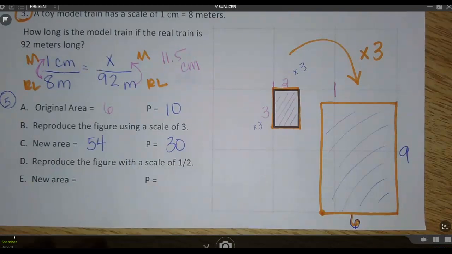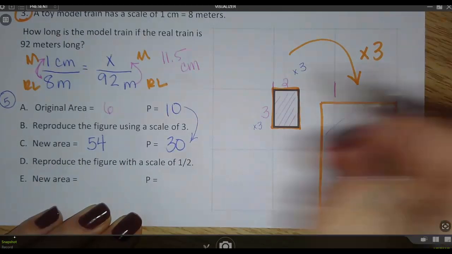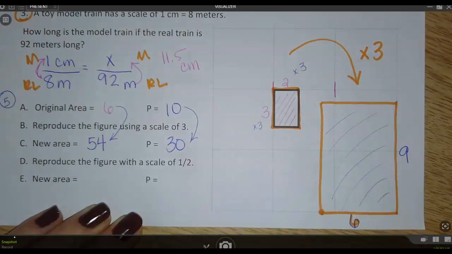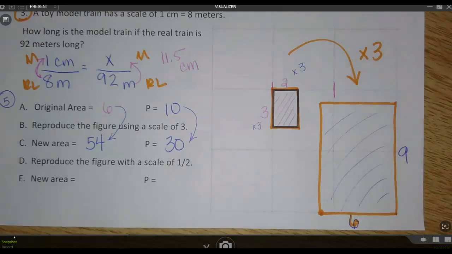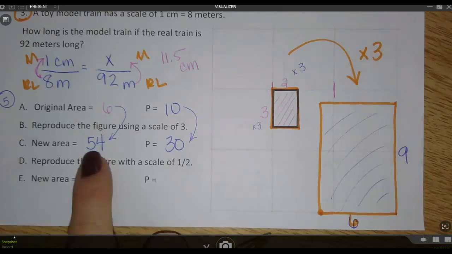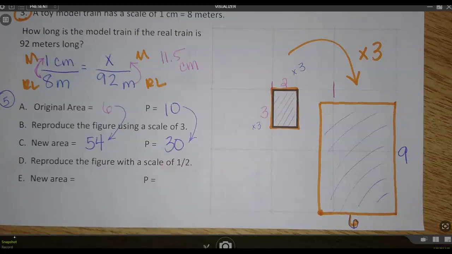So you can kind of notice that this perimeter got 3 times longer, and actually this area got 9 times bigger. We'll talk about that more. You'll look at that a lot more in 8th grade. We just want you to be able to calculate area, calculate perimeter. Okay, do it one more time.